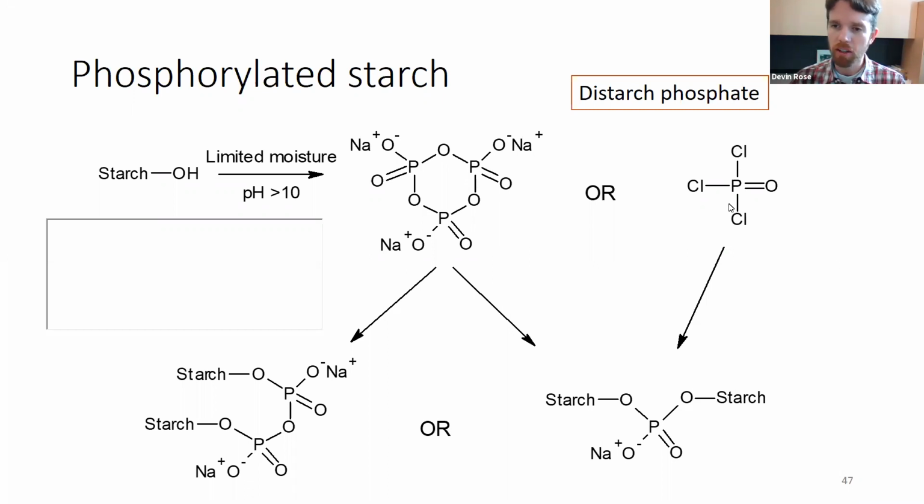Or we can get two chlorine atoms here on this phosphate to cross-link the starch. So we can get, I guess, distarch diphosphate or distarch monophosphate. But the point is, with these two reactants, with the metaphosphate or with this phosphoryl chloride, which is also called phosphorus oxychloride, if we use this as a reactant, then we get a cross-linked starch, or this distarch phosphate.